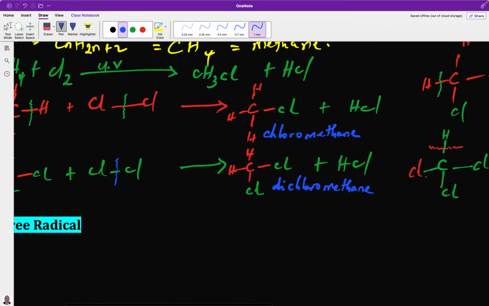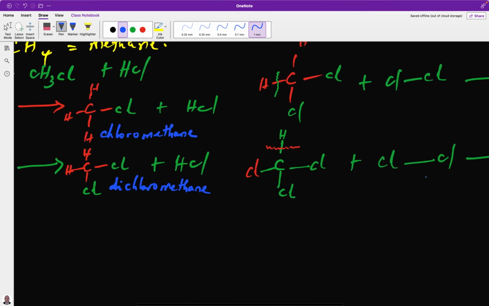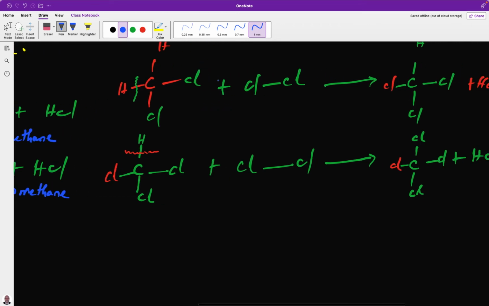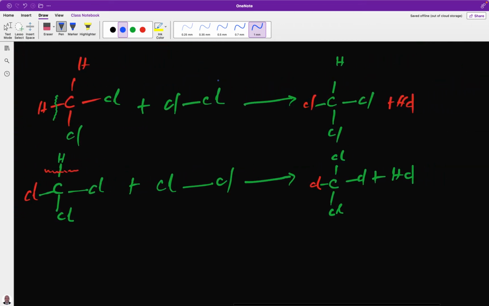Dichloromethane. Now dichloromethane comes here to react with a molecule of what? With a molecule of chlorine again. The dichloromethane, which is this one, now reacts with a molecule of chlorine. What happened? The same procedure occurs. There's a breakage. One of the chlorine atoms combines. There is a C-H bond.